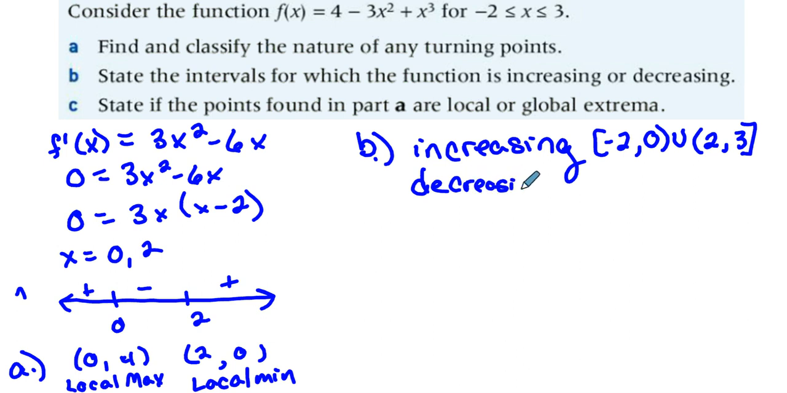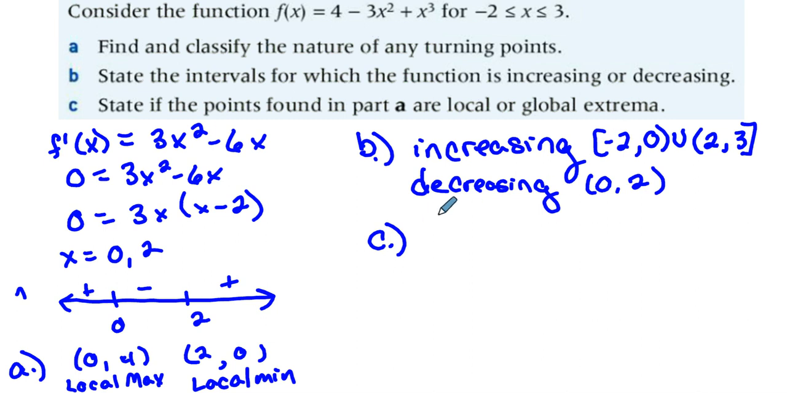So decreasing goes from 0 to 2. Exclusive. Correct. Good. Then for C, state if the points found in A are local or global extrema.